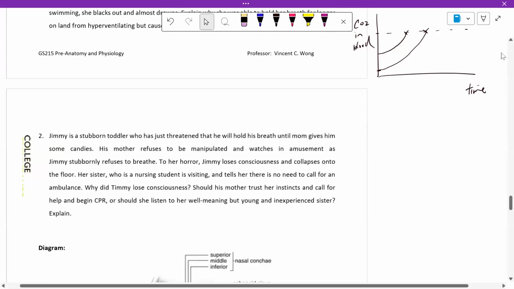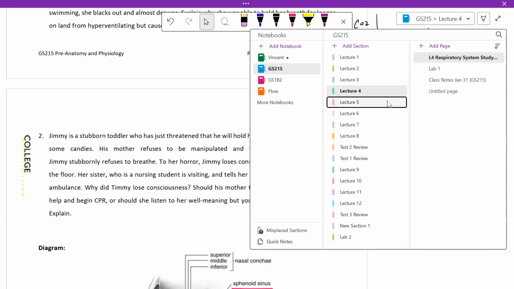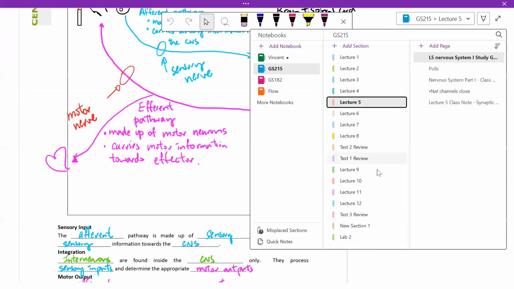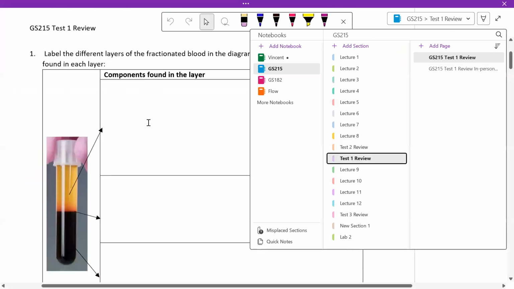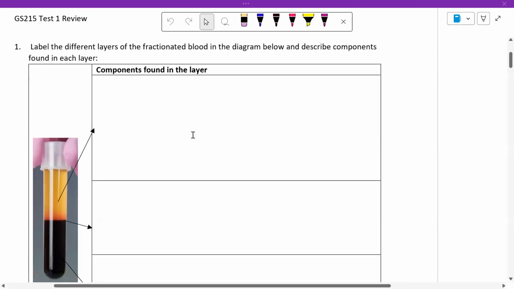These are not super hard questions. We'll do a few harder ones in the review today, actually. Hopefully it'll help you. Okay, so there is a test one review. Let's get to it. Again, feel free to stop me if any questions come to your mind, or if you want me to elaborate on anything specific.